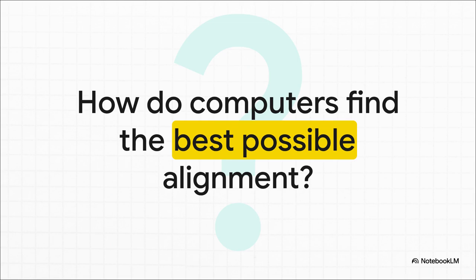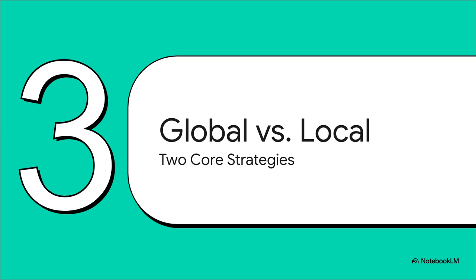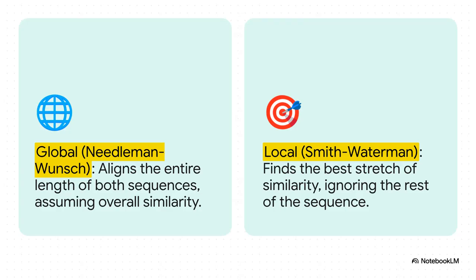All right, so that leads us to the next big question, right? If you're only comparing two sequences, with all the different ways you could line them up, putting gaps here or there, how on earth does a computer figure out the best alignment, the one that's most likely to be biologically real? Well, the answer really boils down to two main strategies, two ideas that are basically the foundation of bioinformatics: global and local alignment.